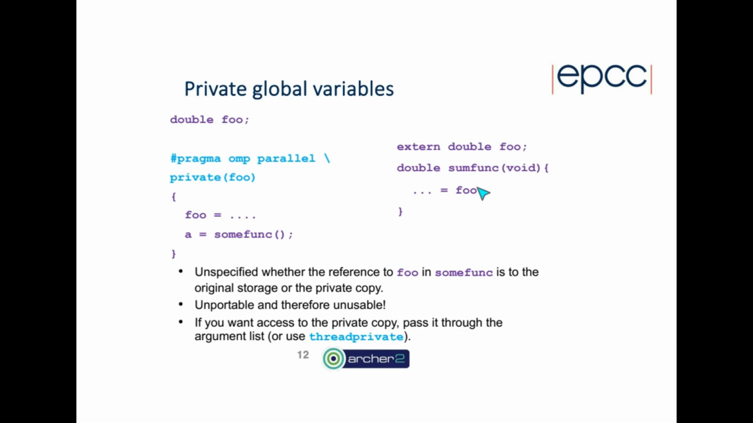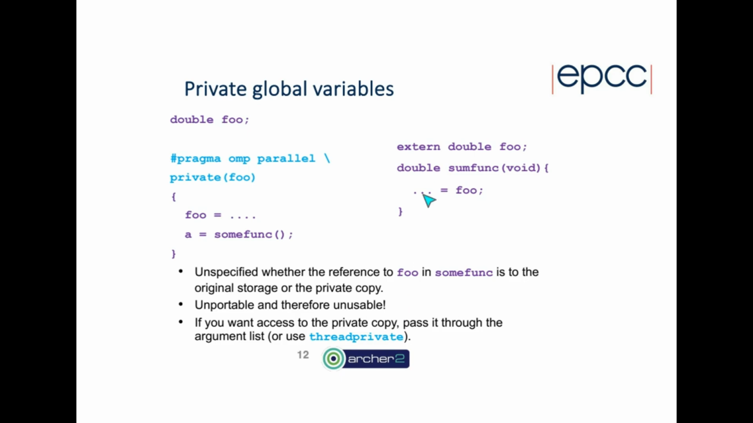So the question is, is this okay? And the answer is unfortunately no, because it's then unspecified as to what this actually refers to. This reference to foo might be to the original global storage, or it might be to the private copies. It'll be one or the other, but you don't know which. So in general, this pattern is unportable and therefore not usable. You can't reliably do this.